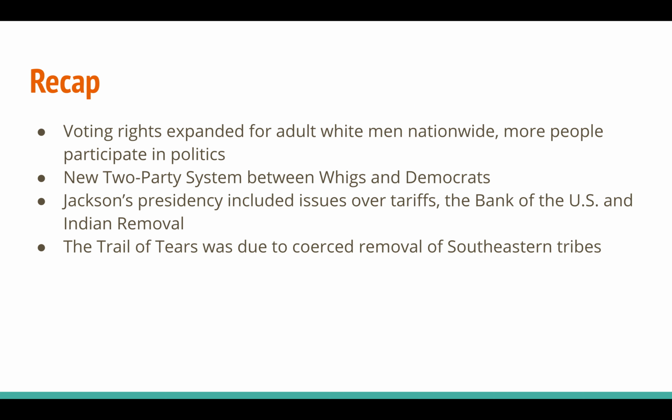All right, so here's the recap. Voting rights expanded for adult white men nationwide. More people participate in politics. We have a new two-party system now between the Whigs and the Democrats. And Jackson's presidency includes issues over tariffs, the Bank of the United States, and Indian removal. And finally, the Trail of Tears was due to coerced removal of southeastern tribes across the Mississippi.